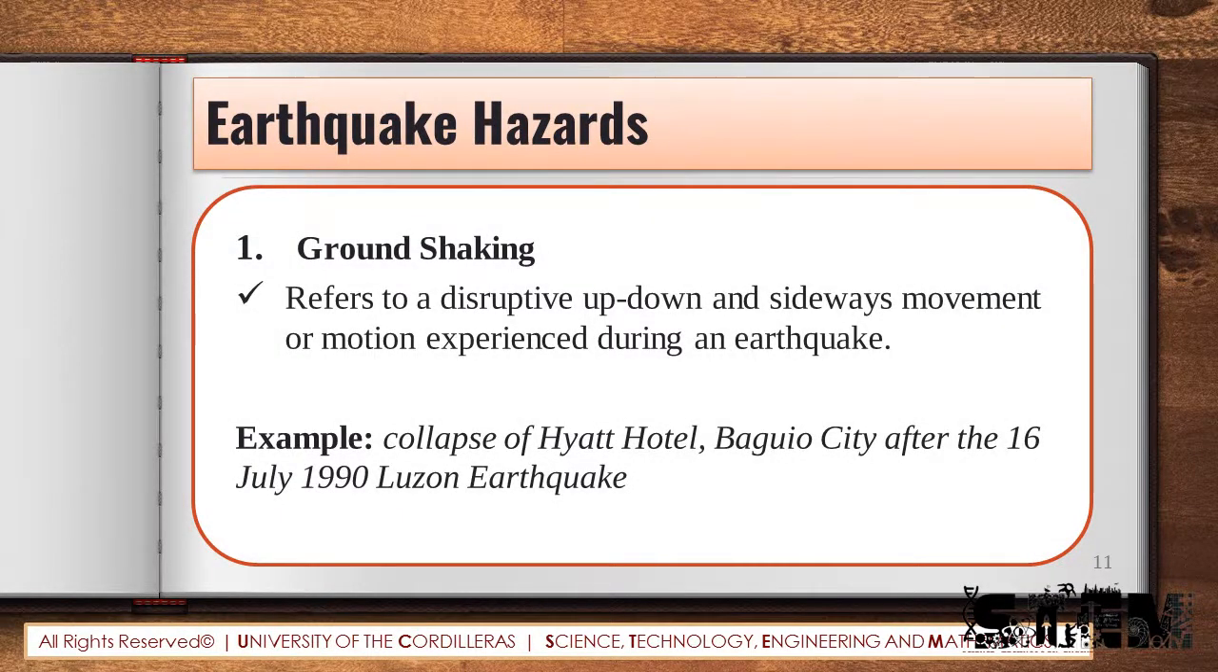Let's move on to the different hazards associated with earthquakes. So the first hazard here is ground shaking, and this refers to a disruptive up and down sideways movement or motion experienced during an earthquake. Definitely the ground is shaking, just like what our Lolo and Lola experienced in 1990, because we were not yet born this time, wherein a lot of buildings collapsed here in our locality, one of which is the Hyatt Hotel here in Baguio. This happened on July 16, 1990, wherein the entire Luzon experienced a widely disruptive earthquake hazard.